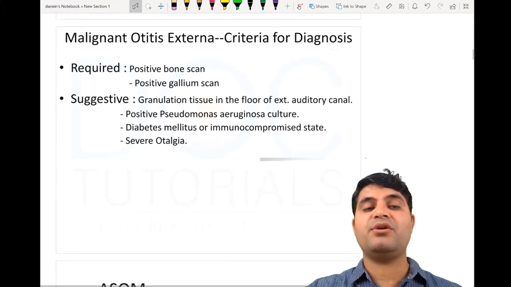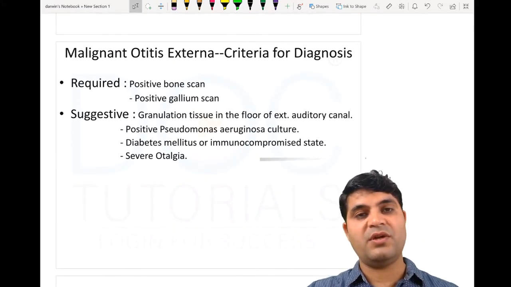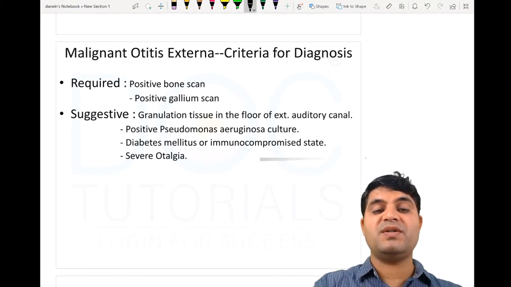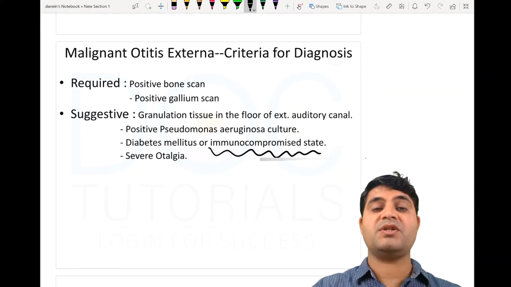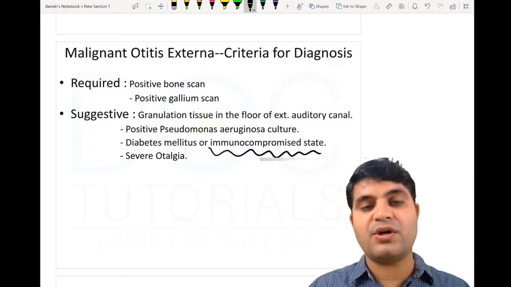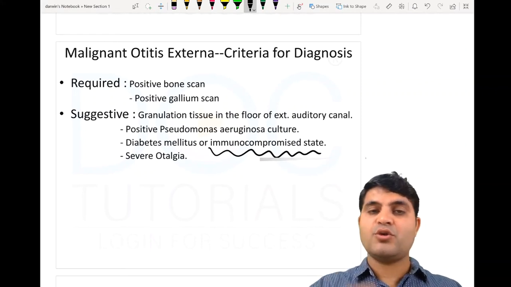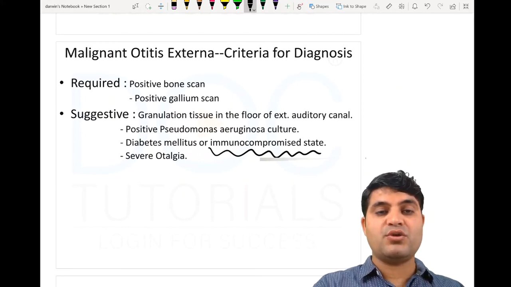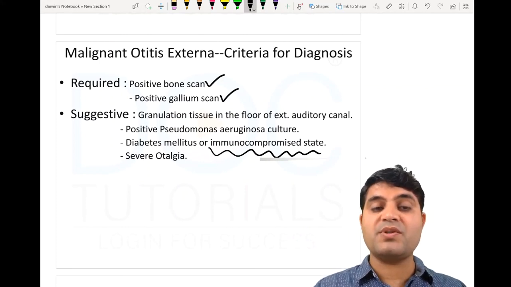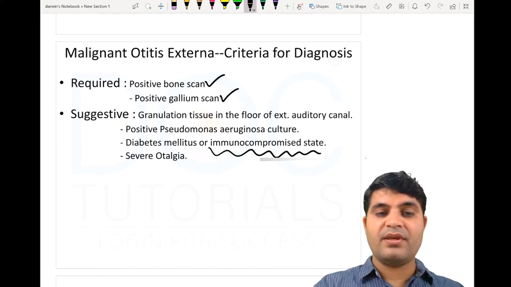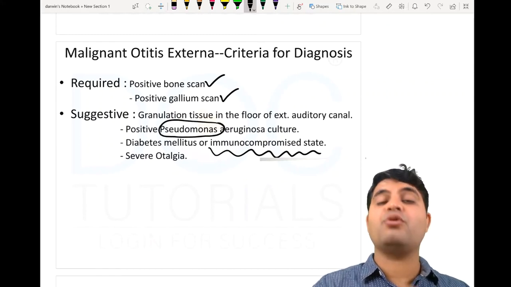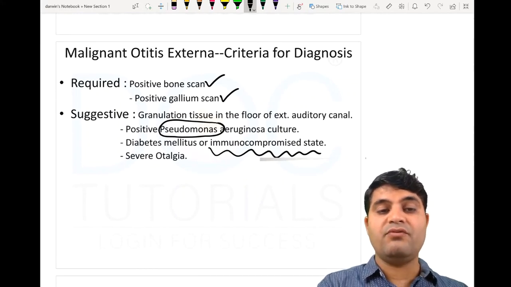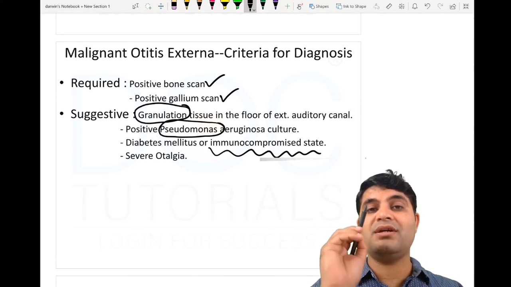Now coming to malignant otitis externa. Yes, very important slide. Malignant otitis externa is basically a disease of immunocompromised patients, just like we see mucormycosis nowadays in the COVID period. So this condition is also seen in immunocompromised patients. We have a positive gallium scan, positive technetium scan. And which agent causes this disease? Pseudomonas.